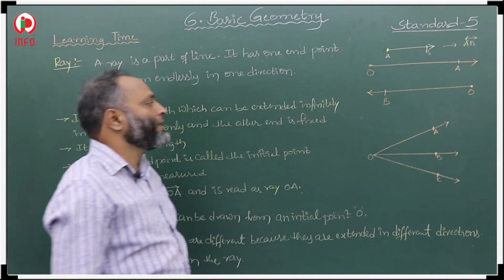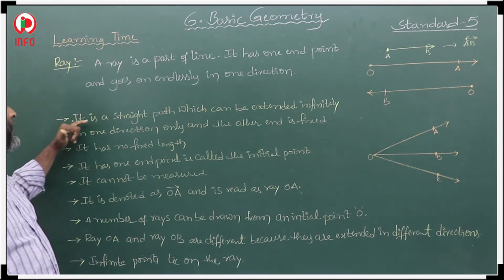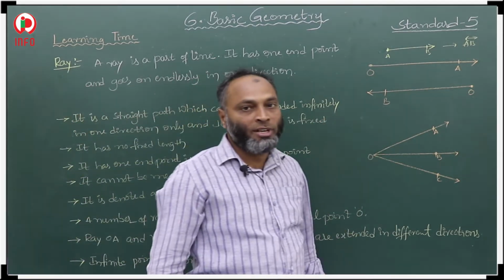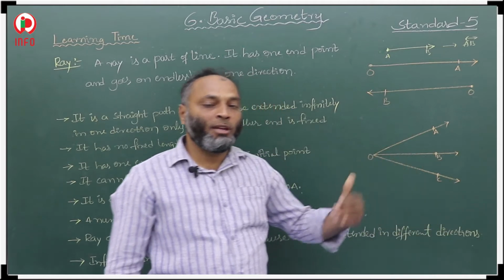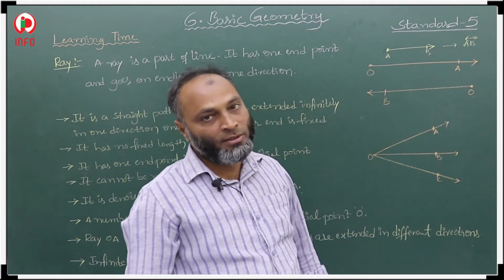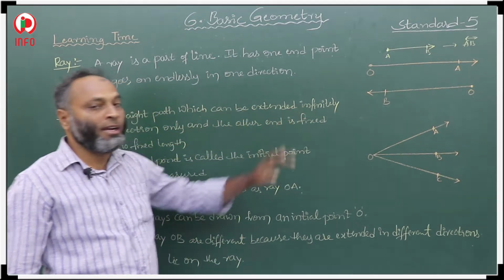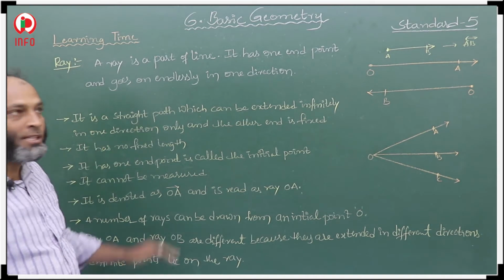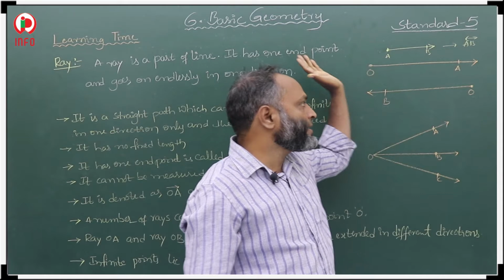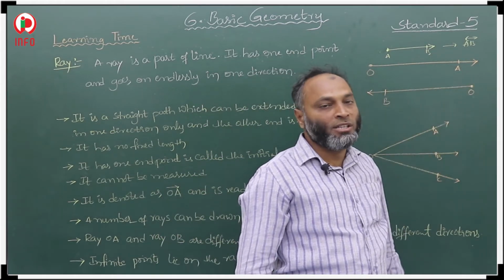Then how to represent rays? So first of all, a ray is a straight path. A line is also a straight path and a ray is also a straight path. Why is a ray a straight path? Because a ray is a part of a line. When a line is a straight path, then a ray is also a straight path. It is a straight path which can be extended infinitely in one direction. Where it stops, we don't know.